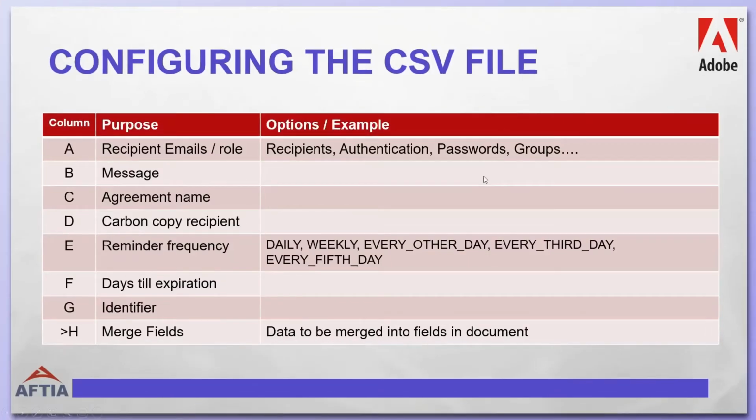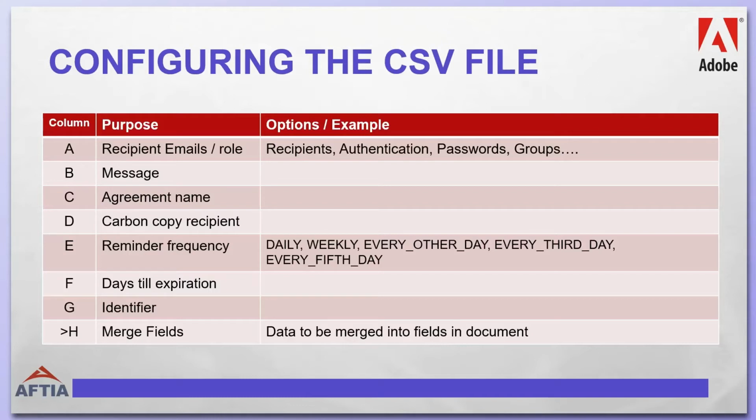configuring the CSV file. What you'll find in the CSV file is that you can specify the recipient's email like you could with MegaSign, also the message and agreement name. You have a carbon copy, that's going to be column D. Now, it's a different formatted CSV file between GigaSign and MegaSign. If you recall with MegaSign, you have specific column names. In GigaSign, the names aren't really that important. The text that you have in the first row of your spreadsheet is not important. It's really down to what column that data resides in.